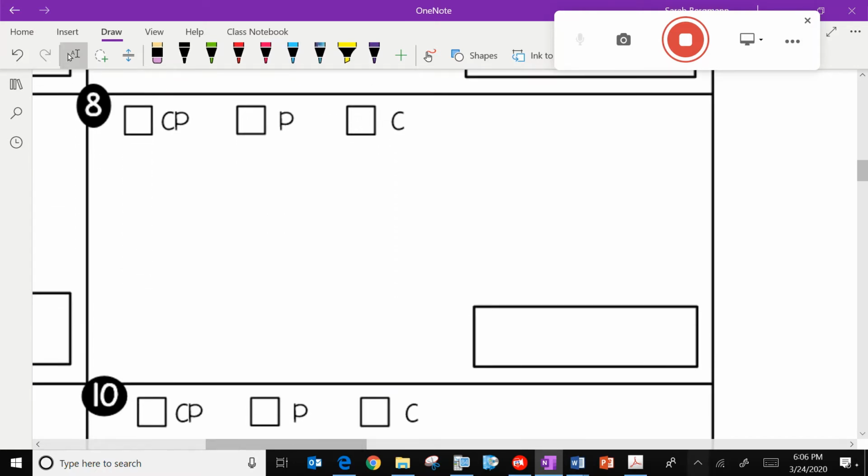All right, number 8, there's 14 candy bars. How many ways can he choose 5? Remember, the key word choose means that we're doing a combination. The order that we choose the candy bars does not matter.